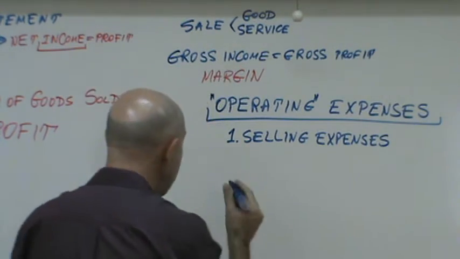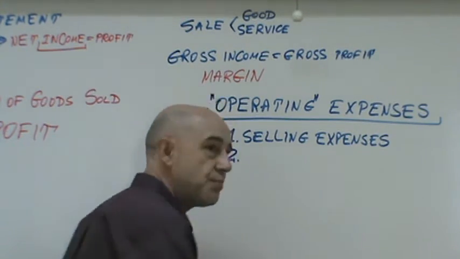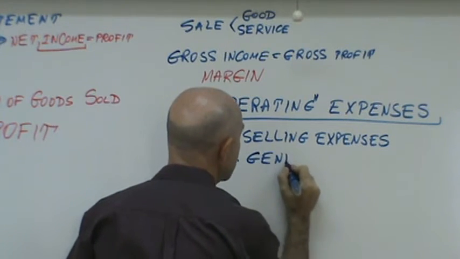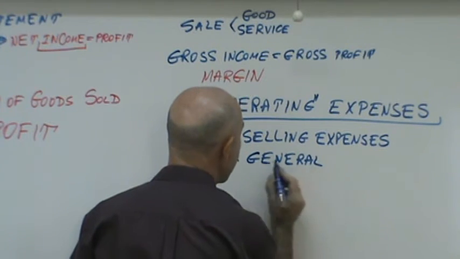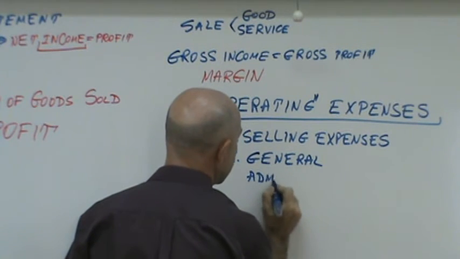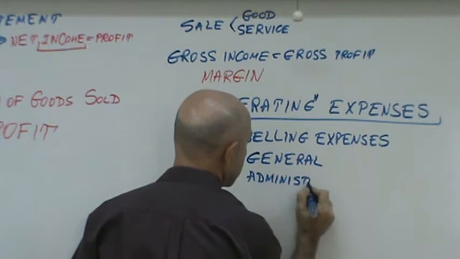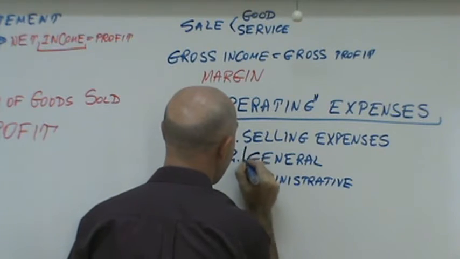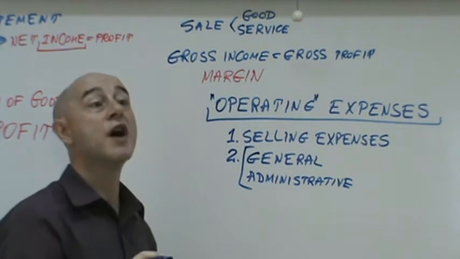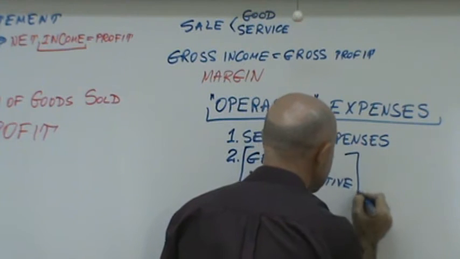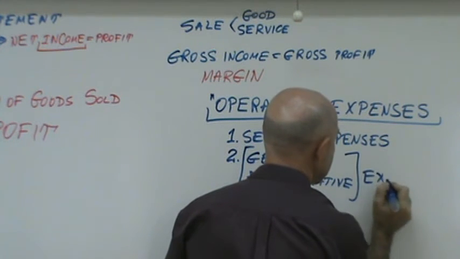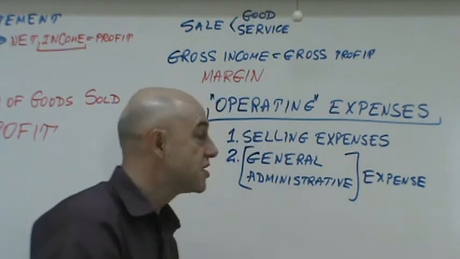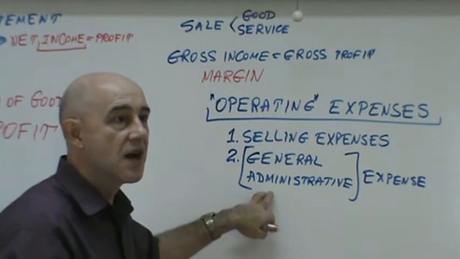Okay. Number two is usually put in one category. The category is called general, and I'll write it underneath, administrative. These two are together one item. And of course, it becomes an expense. So we have administrative expenses.